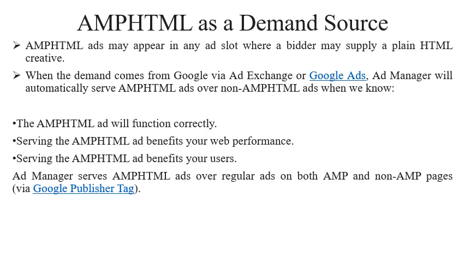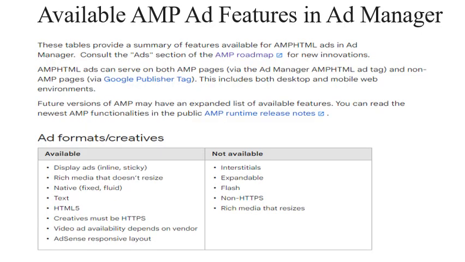AMP HTML ads as a demand source. AMP HTML ads may appear in any ad slot where a bidder may supply a plain HTML creative. When the demand comes from Google via Ad Exchange or Google Ads, Ad Manager will automatically serve AMP HTML ads over non-AMP HTML ads when we know the AMP HTML ad will function correctly. Serving the AMP HTML ad benefits your web performance. Serving the AMP HTML ad benefits your users. Ad Manager serves AMP HTML ads over regular ads on both AMP and non-AMP pages via Google Publisher tag.